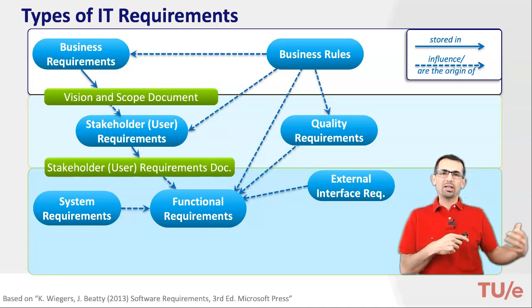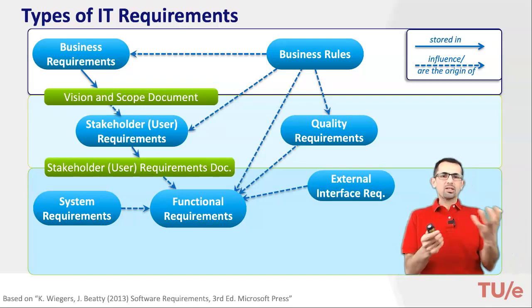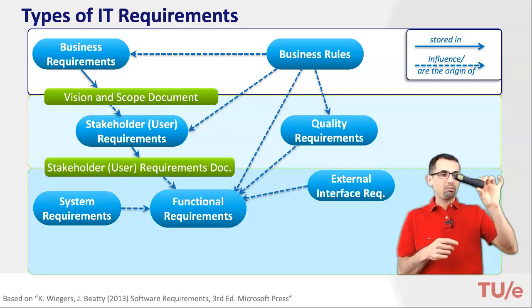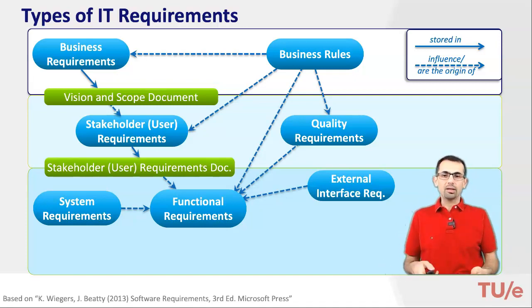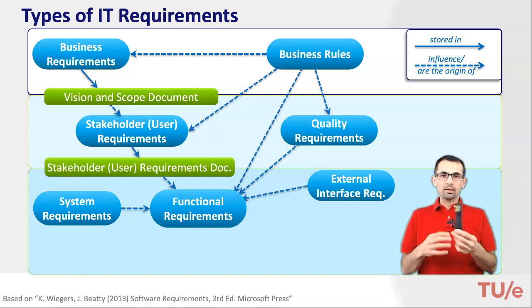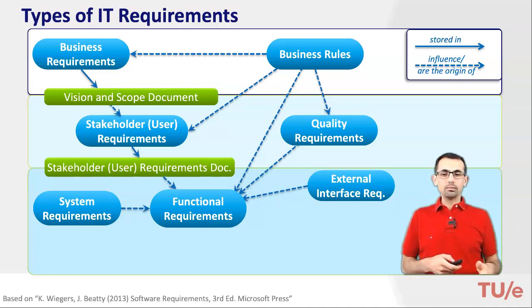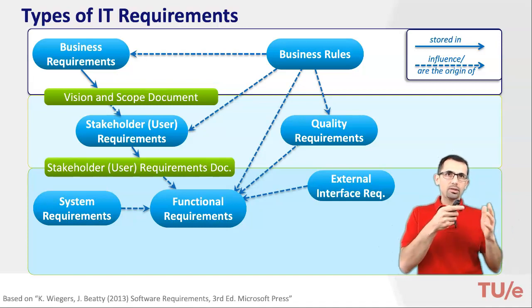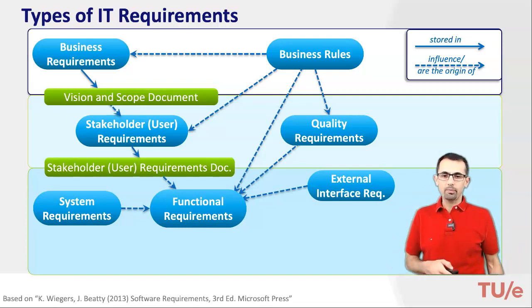If you're talking about a hardware and software intensive system, like this one, that's an embedded system. There's hardware here, and there's also software inside of it. So you need to also define how the software inside communicates with the other sensors and so on. That's an external interface requirement: the interface with the user, with other software, and with the hardware.